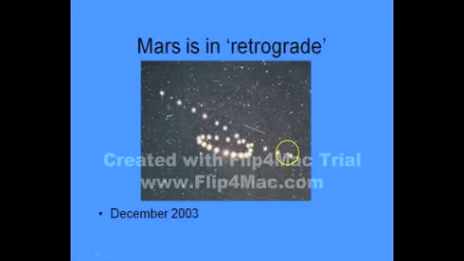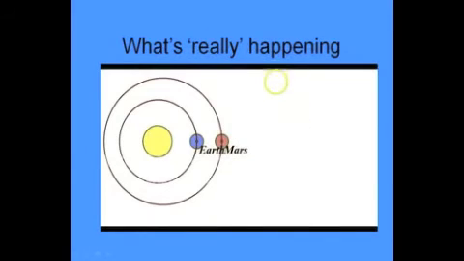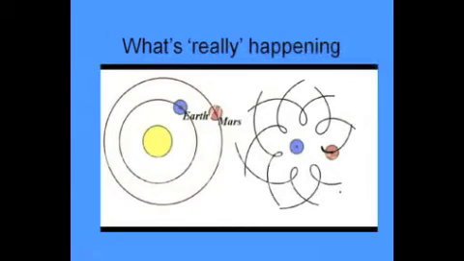Retrograde is when, over a period of days, a planet in relation to the fixed stars seems to be going from west to east, and then slowly for a little while from east to west, and then back from west to east. This happens because when the Earth is going faster than Mars, when it passes Mars, Mars seems to be getting closer to it.